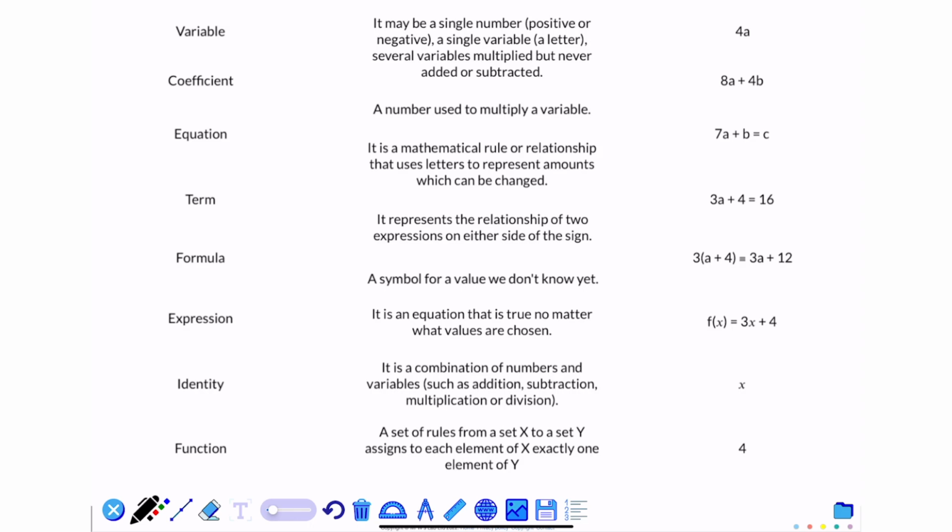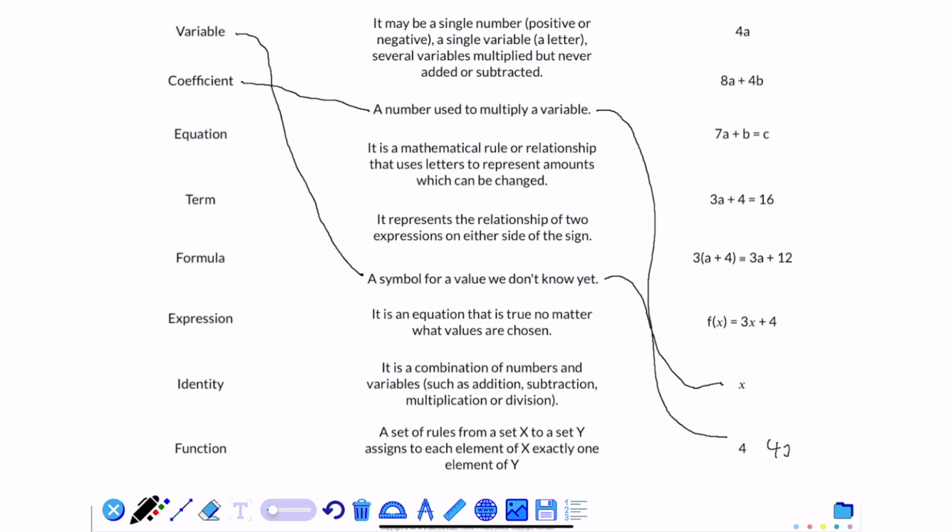So let's start with the first, a variable. A variable is a symbol for a value we don't know yet. And as an example, this is a letter, like x. Multiplying any variable by a number, this is called a coefficient. So the number in front of a letter is called the coefficient. And if I combine the coefficient with x, I would have 4x, and this is why the 4 is now a coefficient.